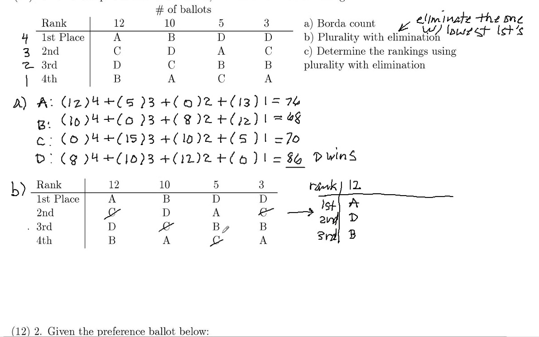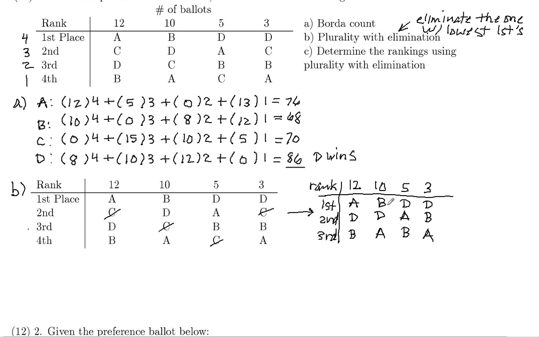10 ballots will be BDA. So 10 here are B, D, and A. 5 ballots are DAB. And then 3 ballots are DBA. And double check to see if you have any repeats, and these guys are all different ballots, otherwise you could combine.